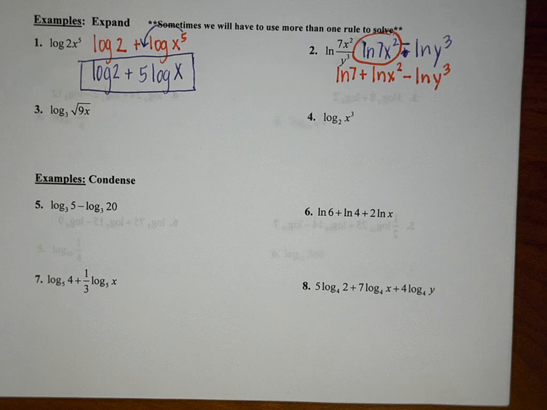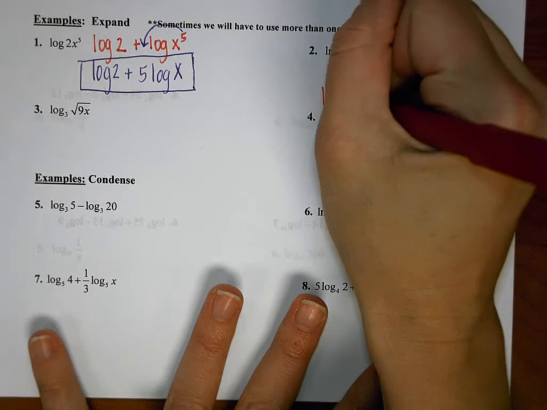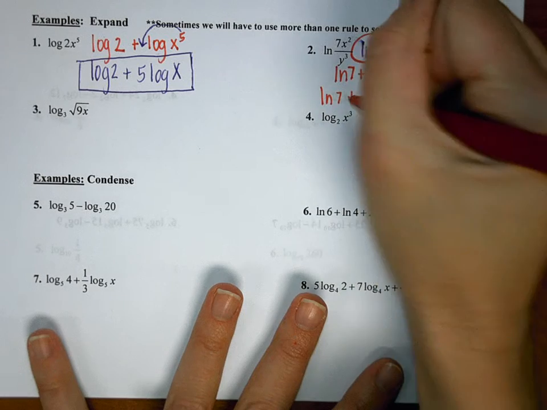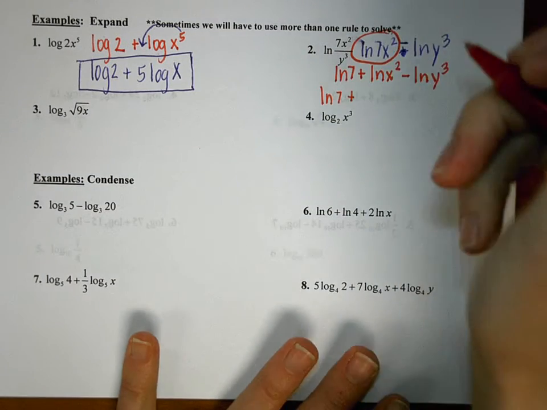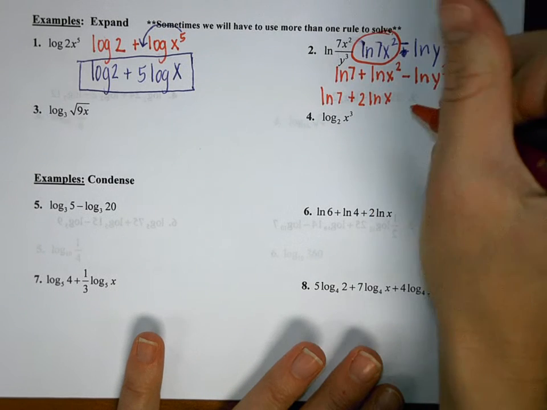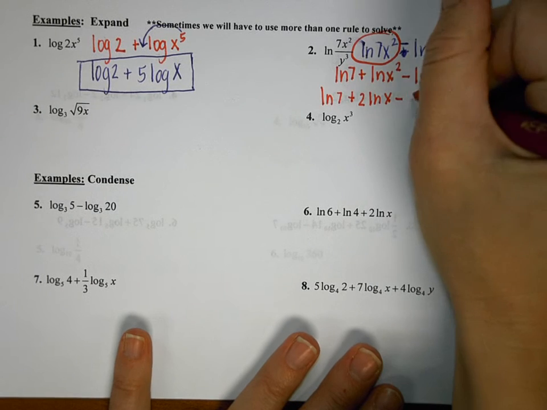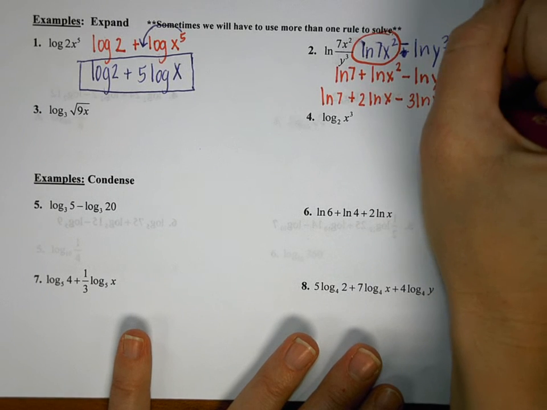You getting this, Alistair? Yeah. Good. What's my last step? Exponents. So my final answer is going to end up being natural log of 7 plus 2 natural log of x minus 3 natural log of y.